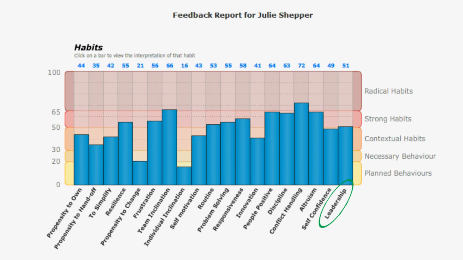And finally, leadership maps the behavior of guiding and energizing a group of people towards a goal. Julie has a strong leadership habit, so she has a propensity to play an important role towards this function, but she may not always be the person leading the group.